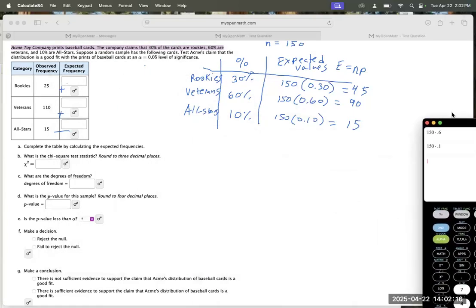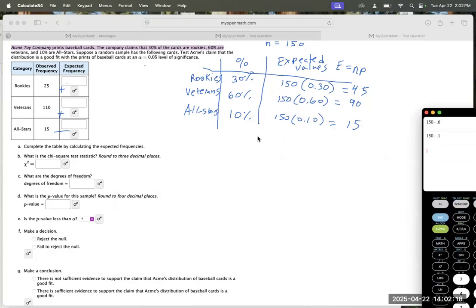Okay, we could just double check to make sure we did that correctly. Those should add up to 150, and they do. Okay, that looks good. So now those are the answers that go in here. So this expected value for the rookies is 45. This is 90, and this is 15. Now we're actually ready to do this chi-square test.